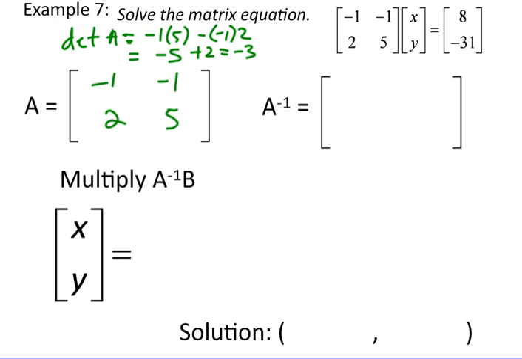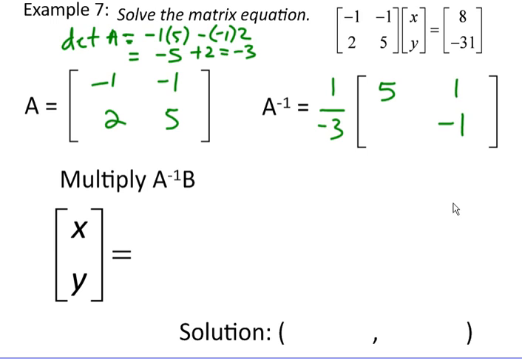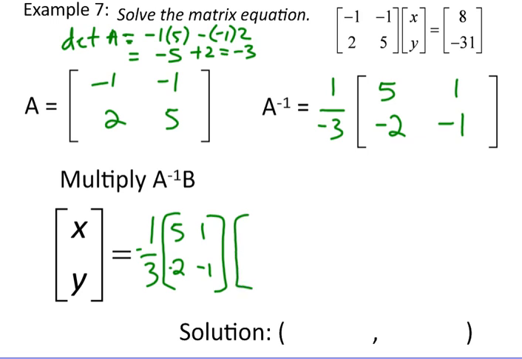So now we just have to find A inverse, which is 1 over -3. 5 and -1 switch places. -1 turns into +1. 2 turns into -2. So now we have the inverse. So now we have, you can say, -1/3 times 5, 1, -2, -1 times the constant, which is 8 and -31.